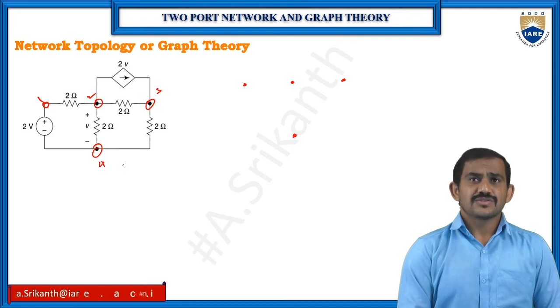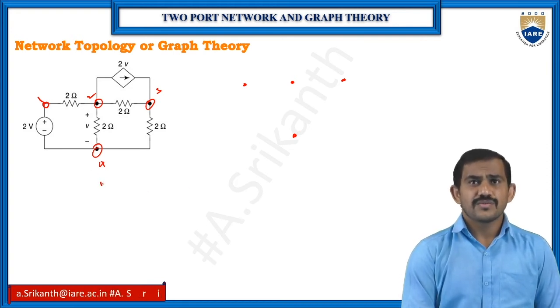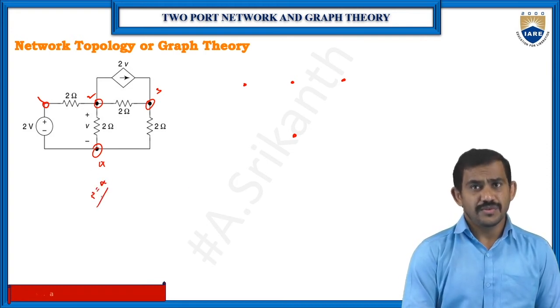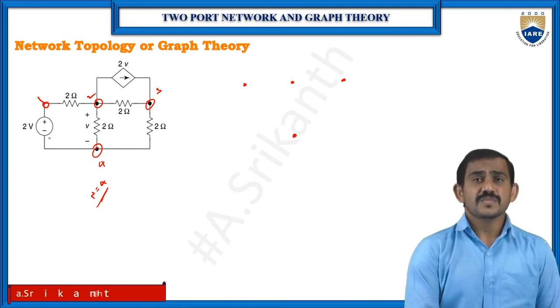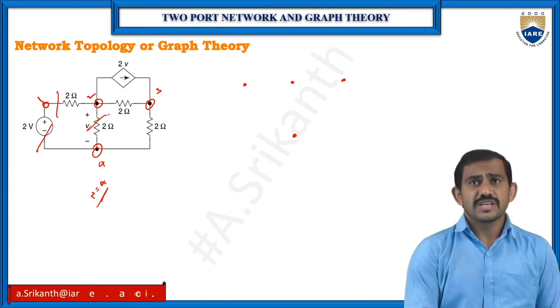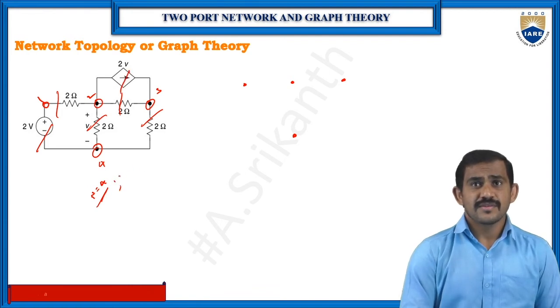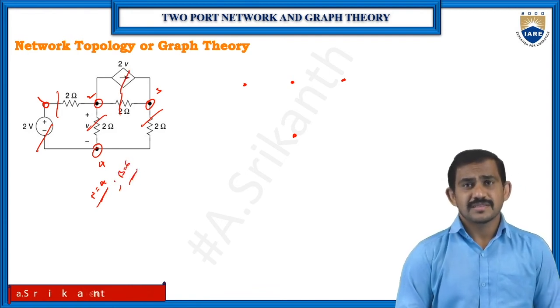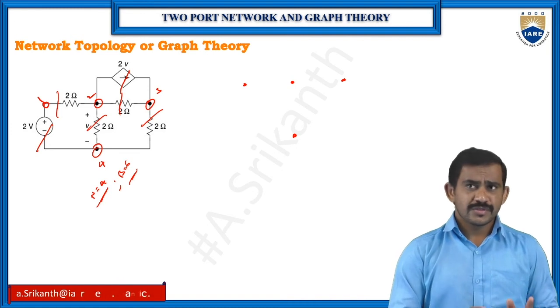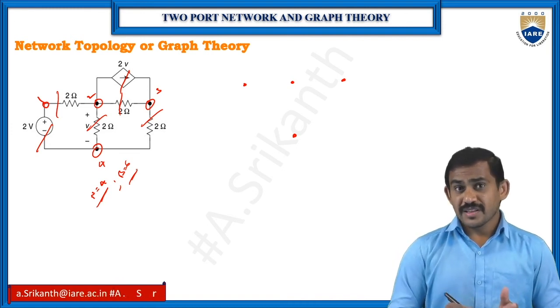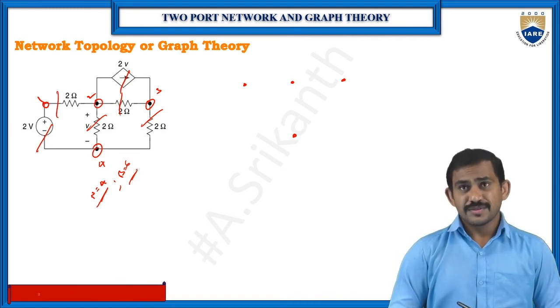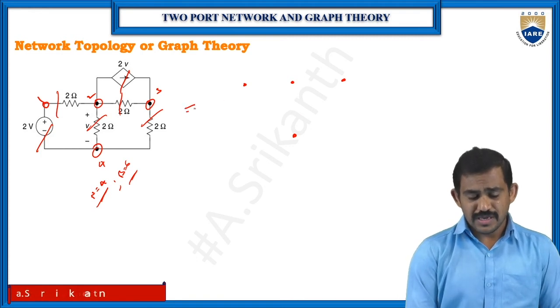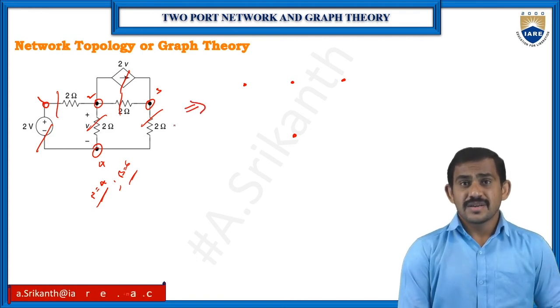Okay, branches. For this circuit we have 4 nodes. Coming to branches, 1, 2, 3, 4, 5, and 6 branches. So we have 6 branches. Okay, 4 nodes, 6 branches. Now I will draw the original graph for this circuit. From this circuit, first I will draw the graph.